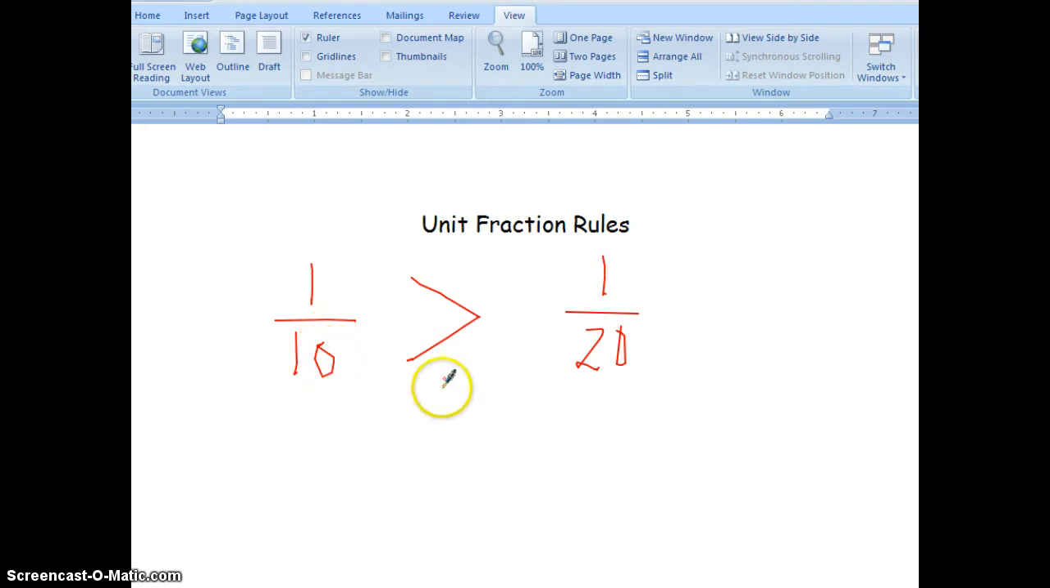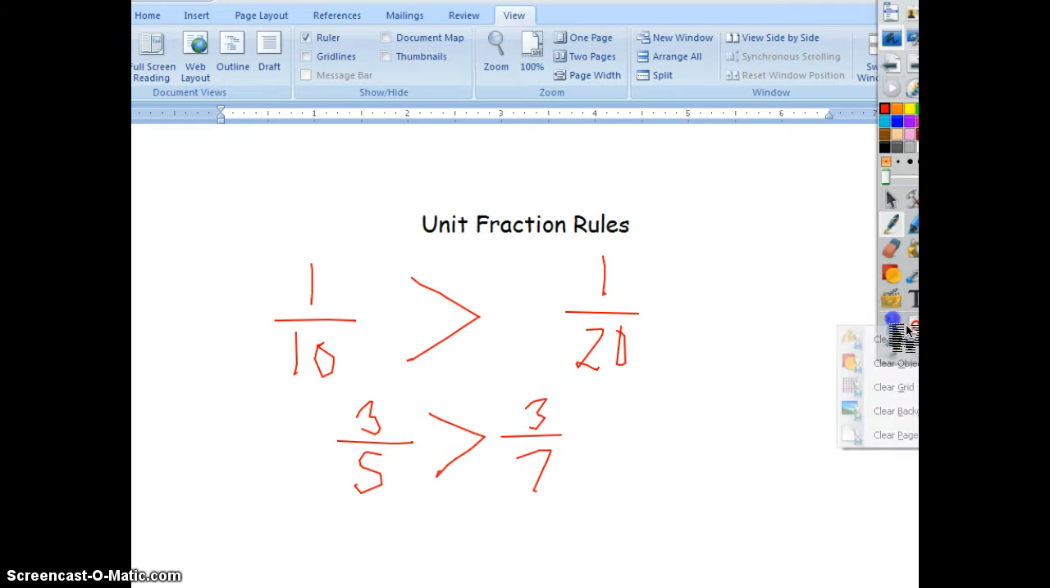Now, another rule close to this would be if you had the same numerator, like maybe 3 over 5 and 3 over 7. Even though it's a little bit different, because we have the same numerators, we know that this is going to be greater regardless, because 5 is a smaller amount to share among the wholes, and 7 is going to have a smaller value. So 3/5 would be greater than 3/7.